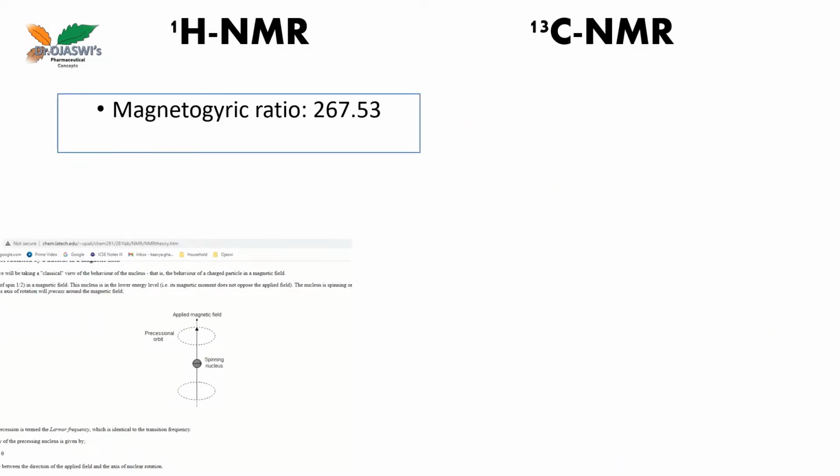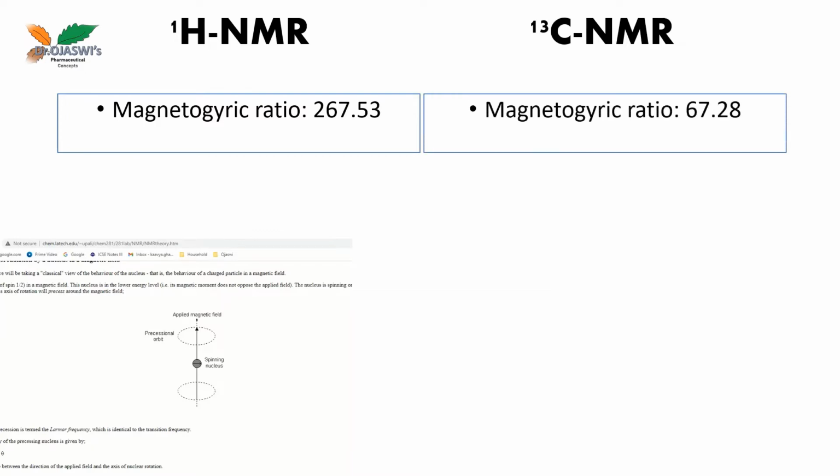The magnetogyric ratio of 1H is 267.53, and you can see the magnetogyric ratio of 13C is very much less as compared to 1H. See, this is almost 1/4 that of the 1H magnetogyric ratio. This means 13C NMR resonance takes place at low values of Larmor frequency.